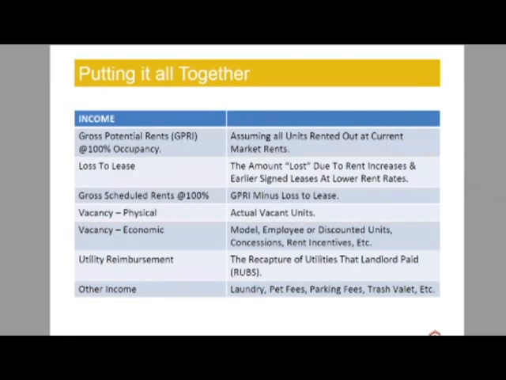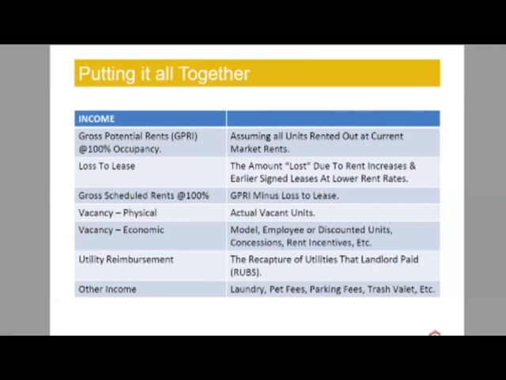All right, so let's put it all together. This is kind of wordy, and I do apologize. This is walking through the spreadsheet real quick and giving you definitions. You'll want to read this on your own, but I'll go through it quickly. Your gross potential rental income, GPRI, assumes all units are rented at the current market rates. That gives you a starting point, right? What's the potential of this property?